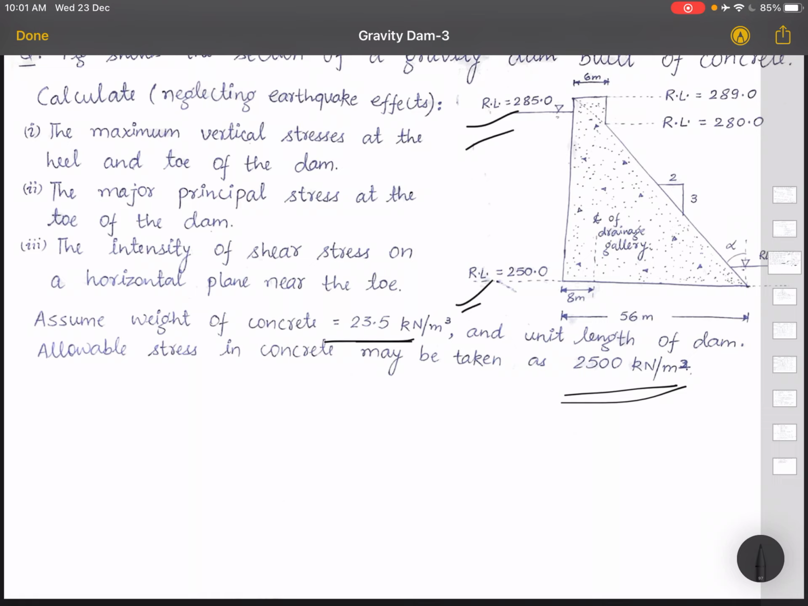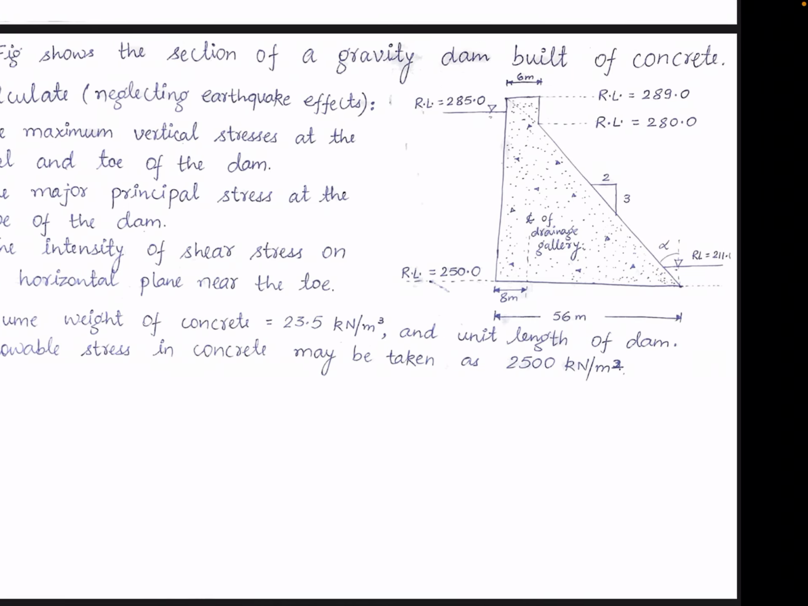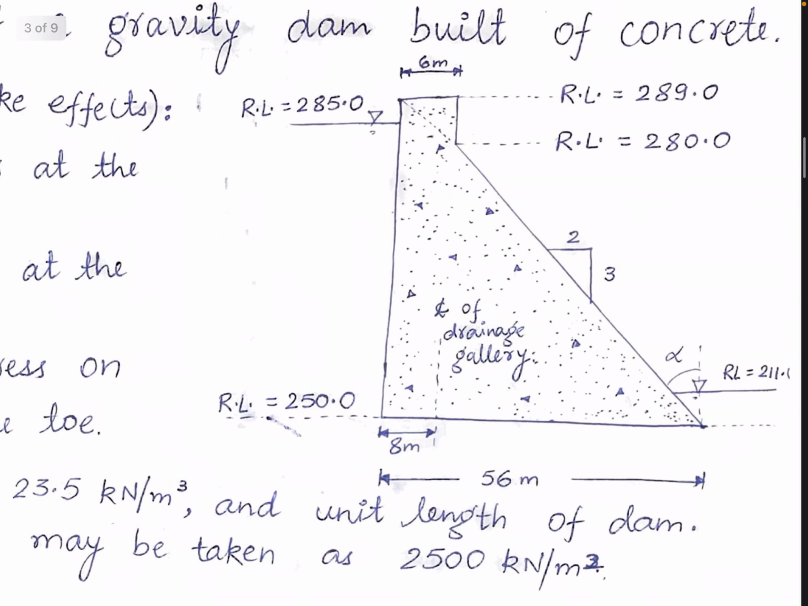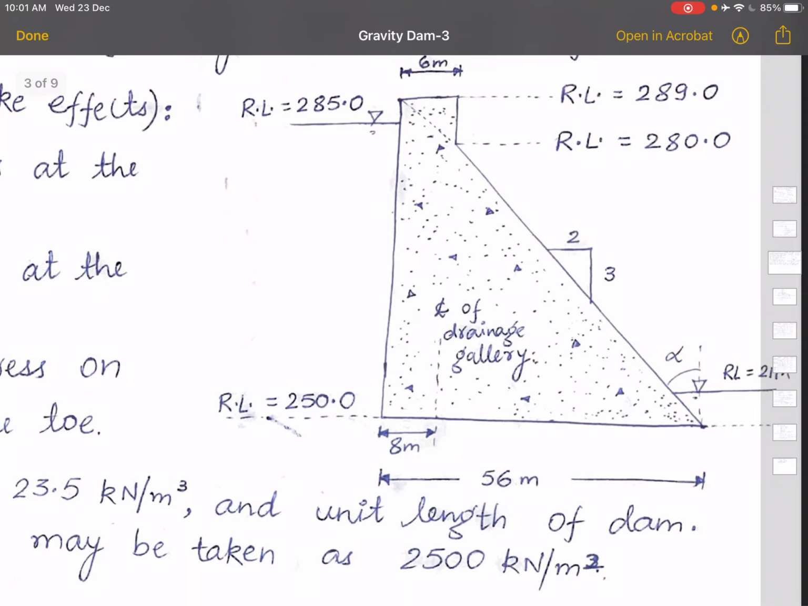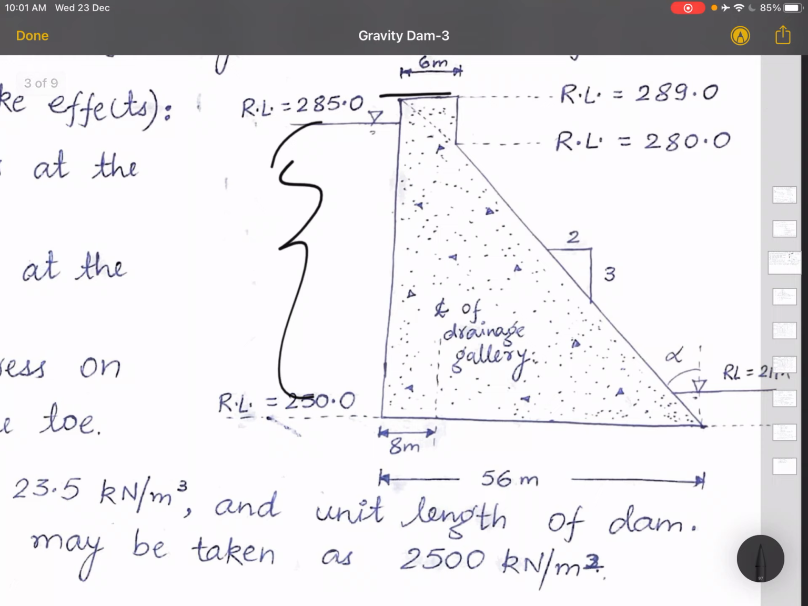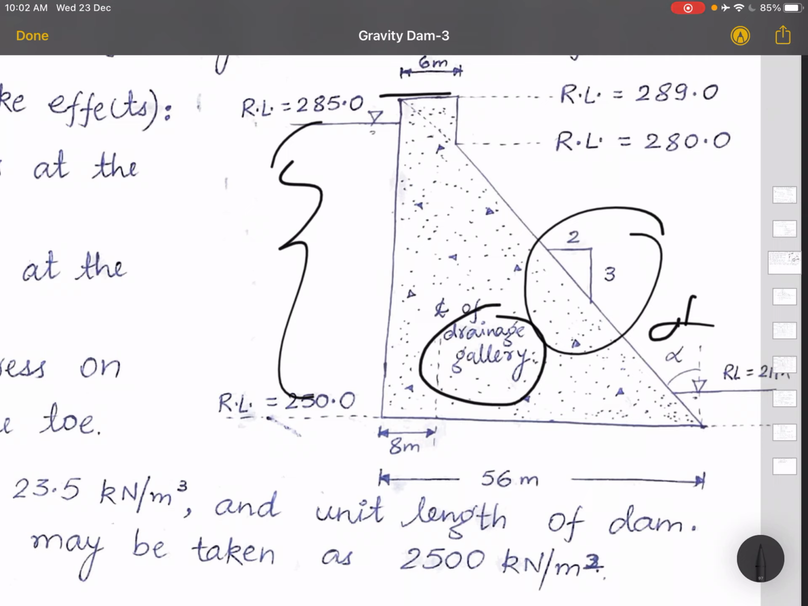In surveying you have studied the reduced level. So various reduced levels are given in this diagram. Let me show you. Let me just zoom it. So this is the diagram. So you have to calculate the various heights. This is given, slope is given, so that you can calculate alpha, which will come into principal stress and shear stress. Also here the drainage gallery is also given. So you will see the concept of drainage gallery also by this example.